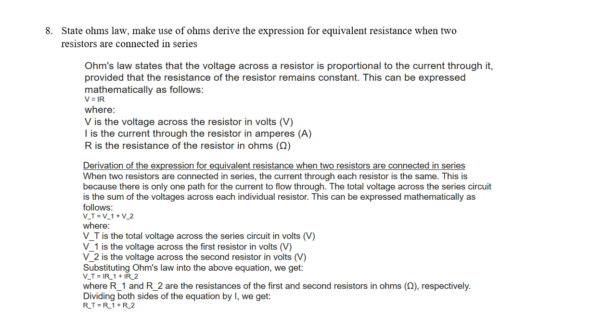Question 8. State Ohm's law. Make use of Ohm's law to derive the expression for equivalent resistance when two resistors are connected in series. Ohm's law states that the voltage across a resistor is proportional to the current through it. V equals IR. Equivalent resistance of two resistors connected in series is equal to the sum of the individual resistances. R equals R1 plus R2.